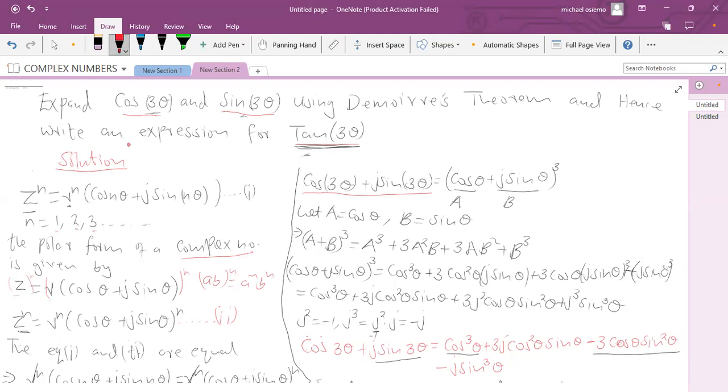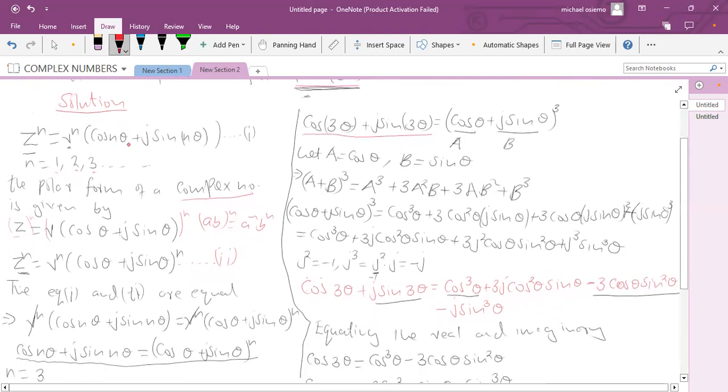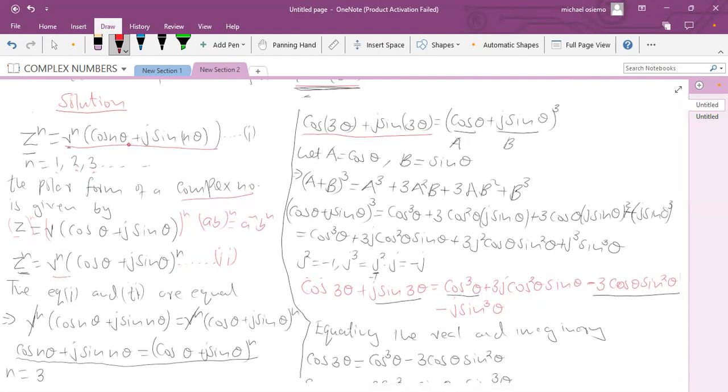If you check equation number 2 and equation number 1, the left hand sides are both zⁿ. And this implies that the right hand sides of these two equations are equal. So equating them, we get that cos nθ + j sin nθ is equal to (cos θ + j sin θ) raised to the power n.